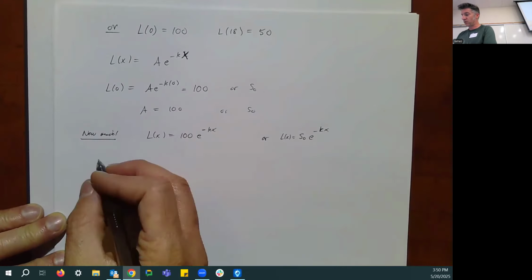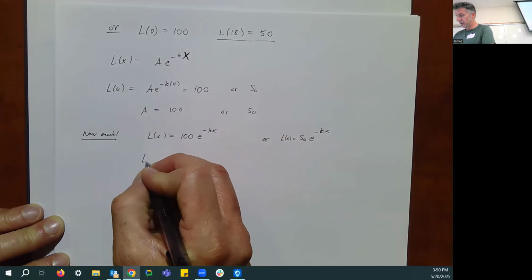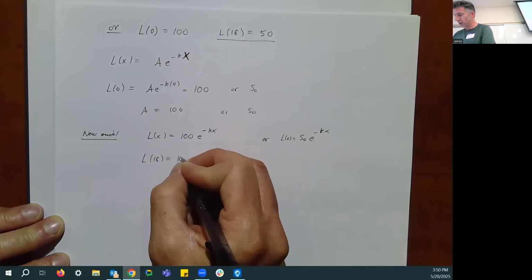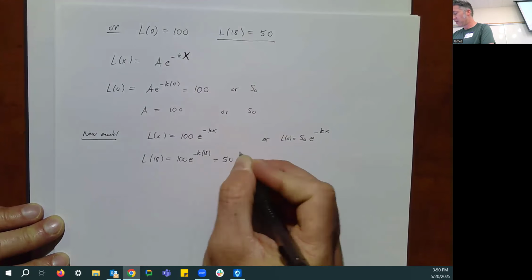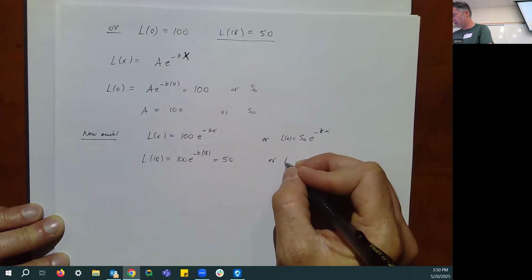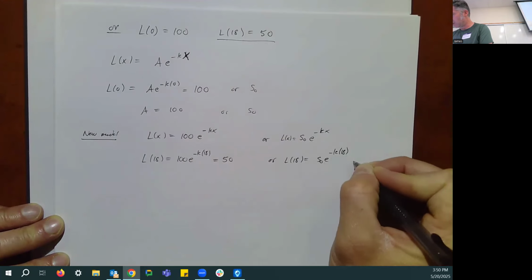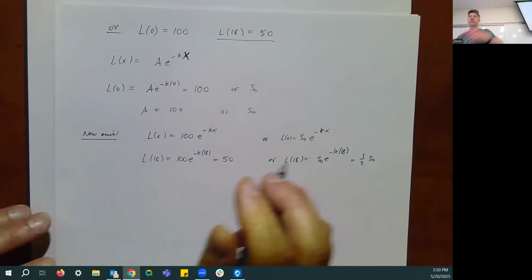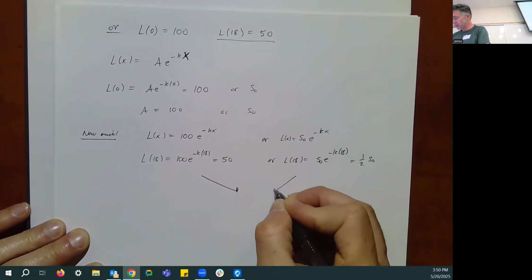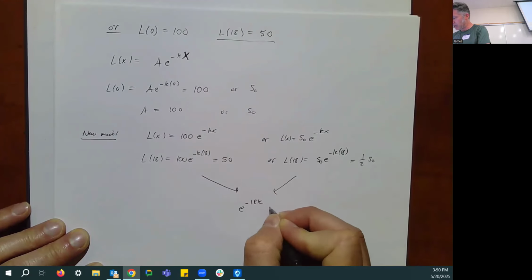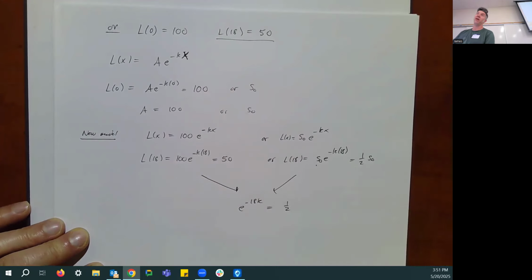So then we're going to use our other data point, which is that L of 18 equals 50. So L of 18 equals 100 e to the negative k times 18, and we're going to say that's equal to 50. Or if you like this model, L of 18 equals S naught e to the negative k times 18 equals 1/2 the initial amount. And here's where things converge to the same spot. Either way you solve this, you're going to get e to the negative 18k equals 50 over 100 is 1/2, or 1/2 S naught divided by S naught is 1/2.